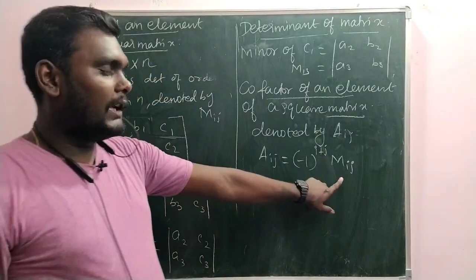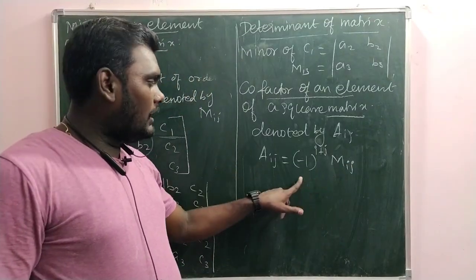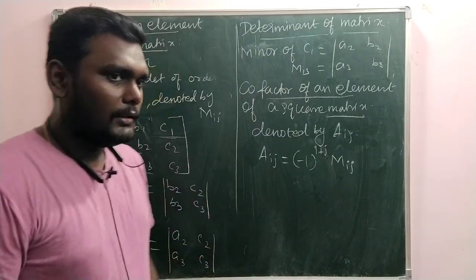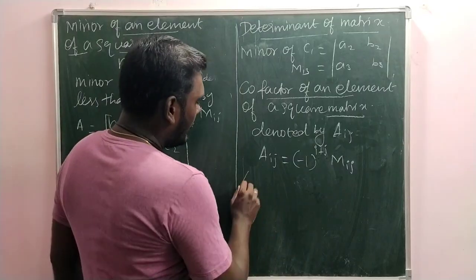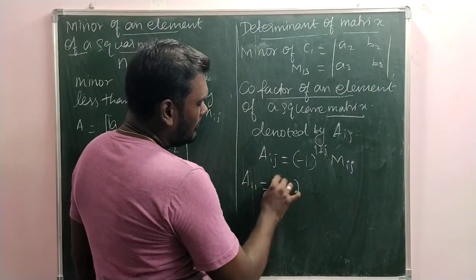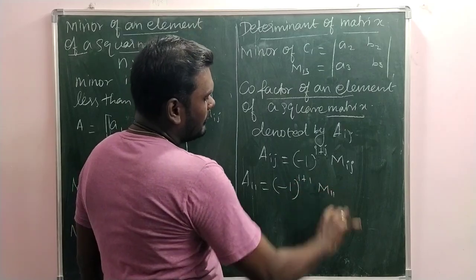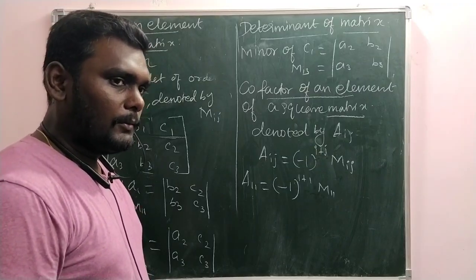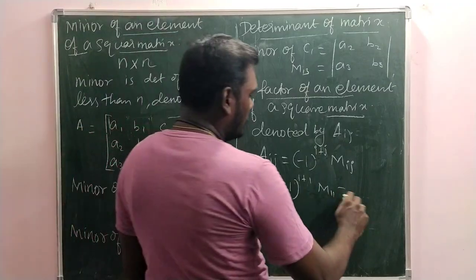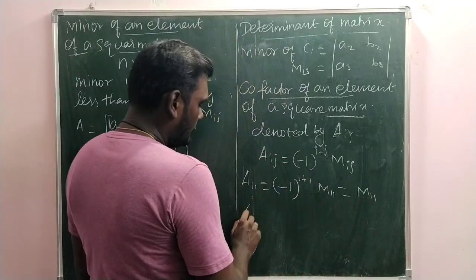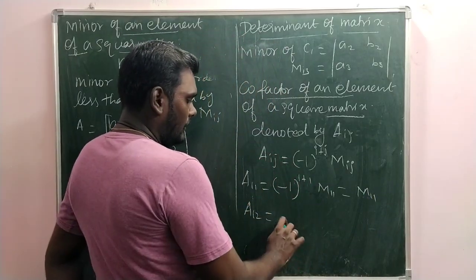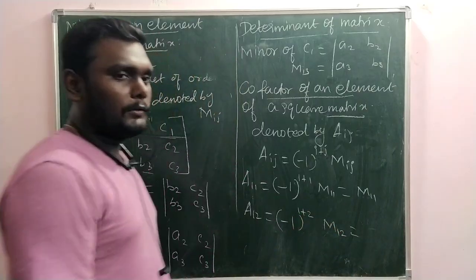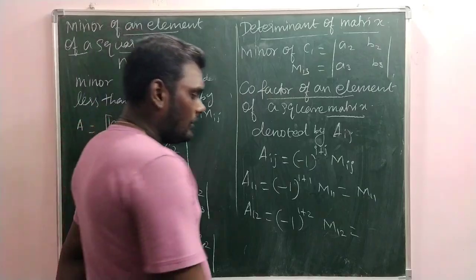That means calculating the value of the minor and multiplying with a negative sign based on the sum of the subscripts. This might get confusing. See, we'll calculate A11. A11 is (-1)^(1+1) into M11. So (-1)^(1+1) is (-1)^2, it is plus 1. So we'll get simply M11. Now take A12. That is (-1)^(1+2) into M12. (-1)^(1+2) is (-1)^3, odd power, we'll get negative.